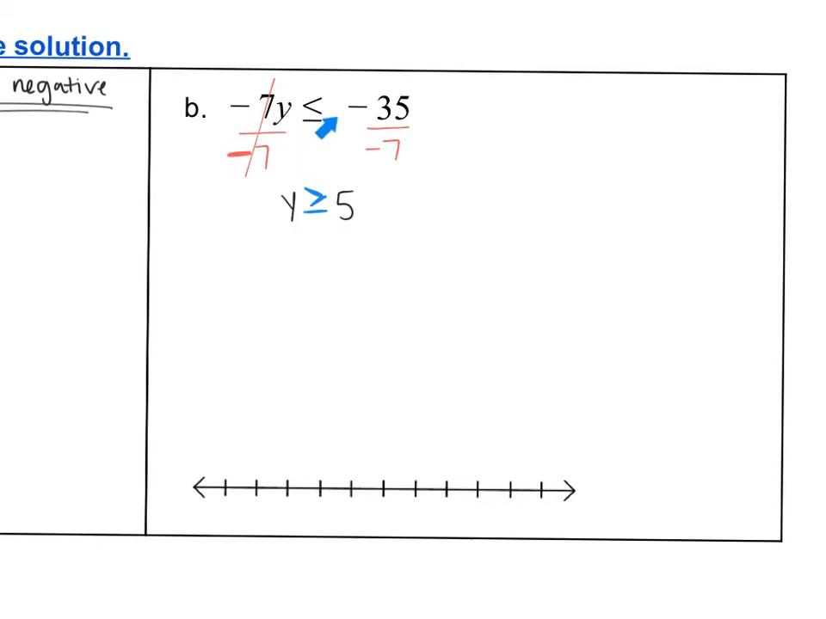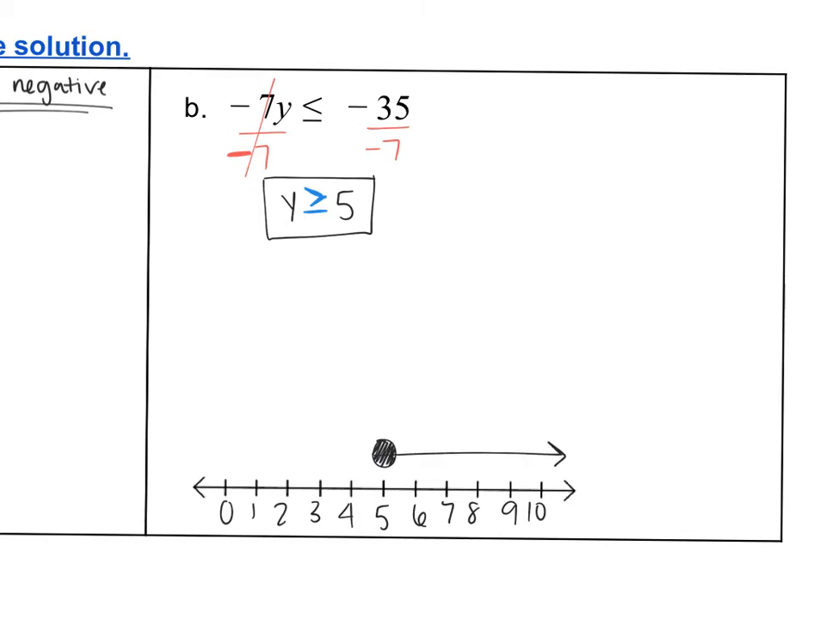Don't forget that. I almost forgot it. Whenever we multiply or divide by a negative, we have to flip the symbol. So because I divided by -7, this symbol flipped, and my answer is now y is greater than or equal to 5. So I'll put 5 on my number line, count up and down from 5, and put a closed circle at 5 with an arrow to the right because it says greater than or equal to. I'm going to repeat it again and probably like 16 more times. If you multiply or divide by a negative, you can't forget to switch the sign.